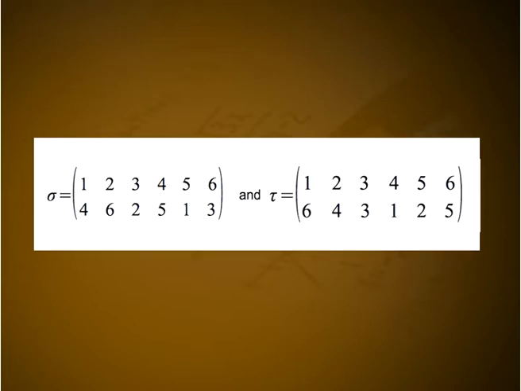These are the two permutations in S6, and there are 6 factorial, that is 720 of them. Sometimes we only write the second line of the permutation, that is, we denote the above permutations by writing sigma as 4, 6, 2, 5, 1, 3 and tau as 6, 4, 3, 1, 2, 5.